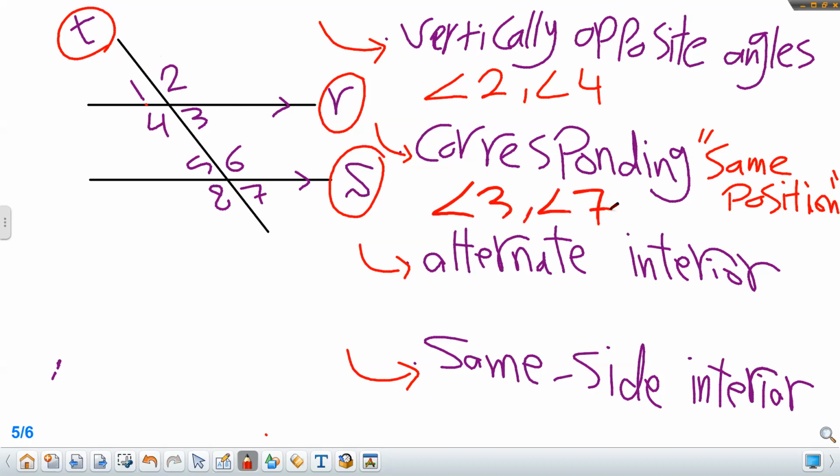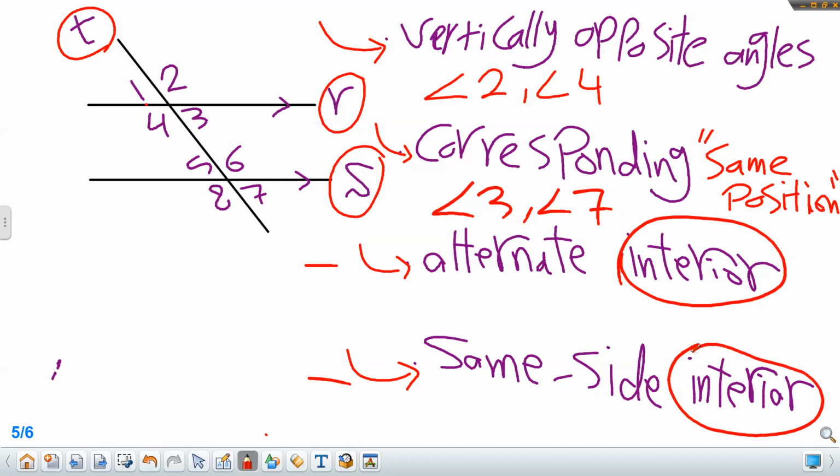But the third one and the last one depend on interior. What's the meaning of interior angles? Interior angles means the angles between the two lines: 3, 4, 5, and 6. But we have two types, alternate and same side.